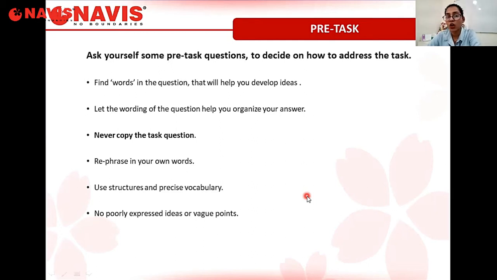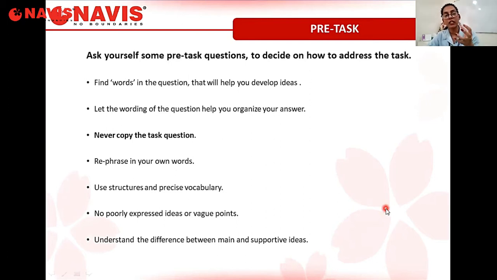So do not go short of your ideas. Always elaborate your ideas. Put in some supporting ideas in your passage. Understand the difference between main and supportive ideas. Once you know the main topic, you will be elaborating with certain examples. So supporting ideas here is nothing but examples. You have to know the difference between the main topic and the examples.